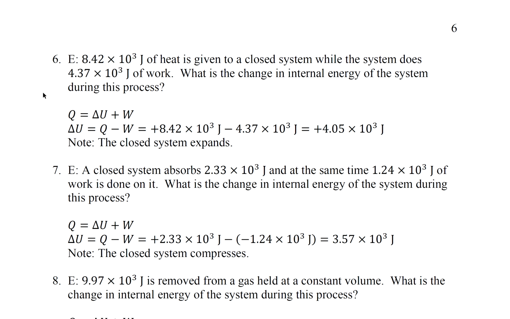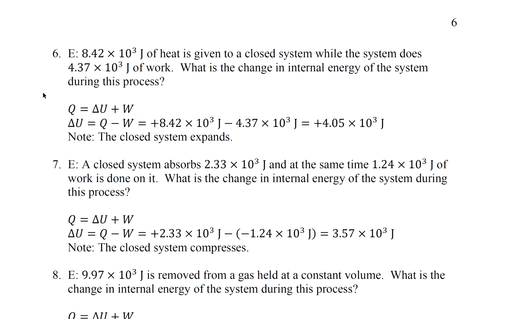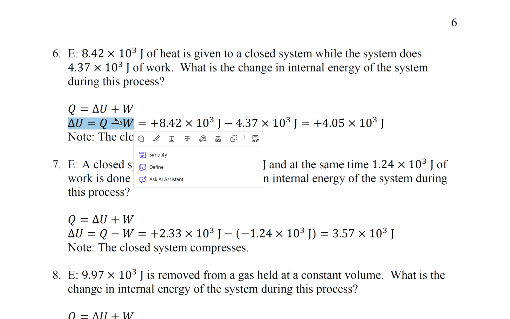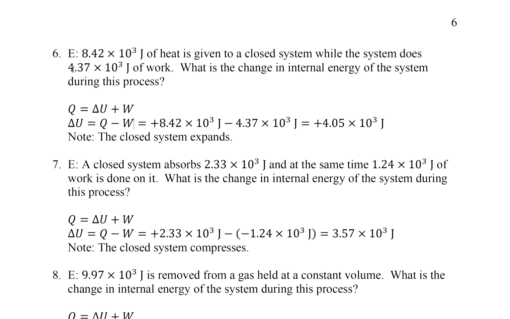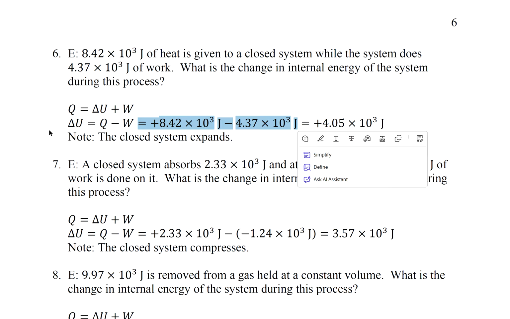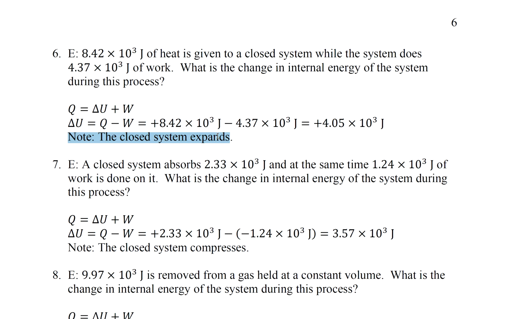Question 6. 8.42 times 10 to the 3 joules of heat is given to a closed system while the system does 4.37 times 10 to the 3 joules of work. What is the change in internal energy of the system during this process? So we start with this equation. It says change in internal energy, so just solve for delta U. This is the amount of work done. This is how much energy was given to the system. So this is what we have here. And the closed system increases its volume, because it says a closed system does this much work.